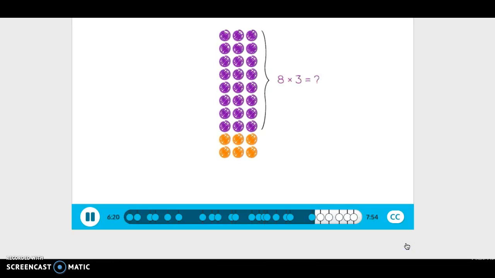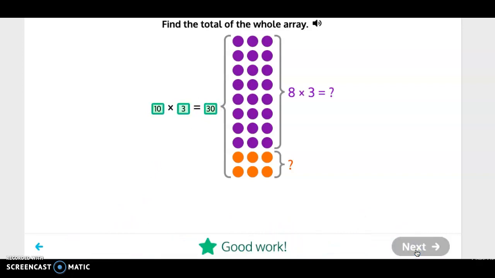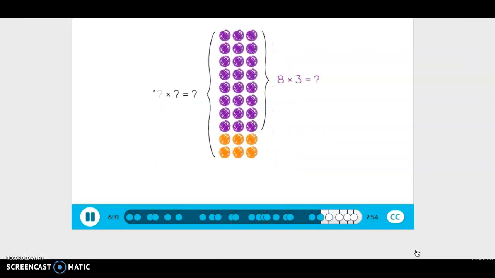Let's start by finding how many circles are in the whole entire array. There are 10 rows of 3. Complete the multiplication sentence to find the total. Ten times 3 equals 30. Yes. Let's label the other part of the array now. How many threes do we need to subtract to get 8 threes? Write a multiplication sentence for the part we're subtracting.